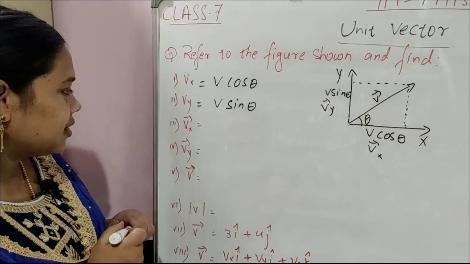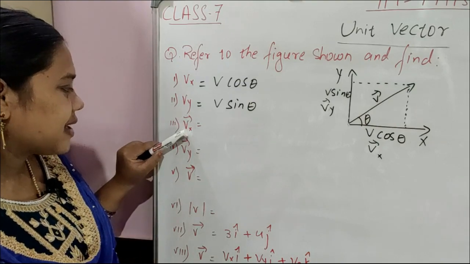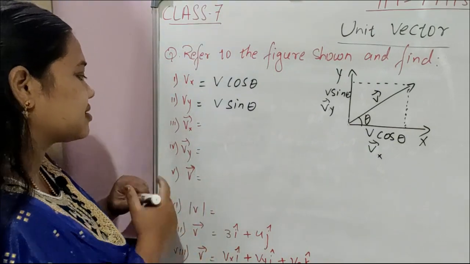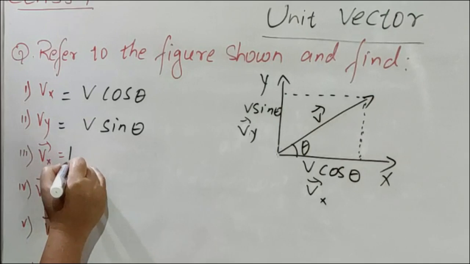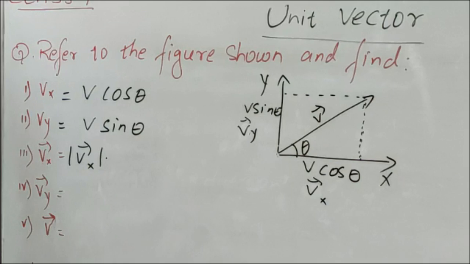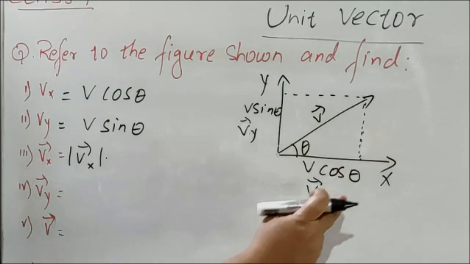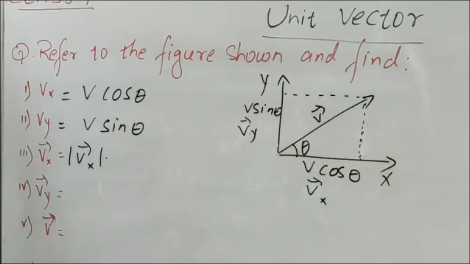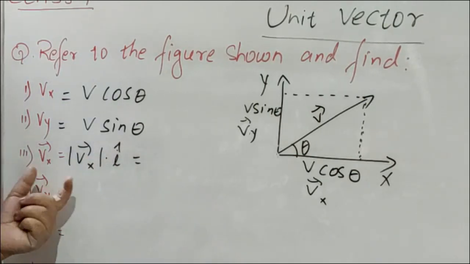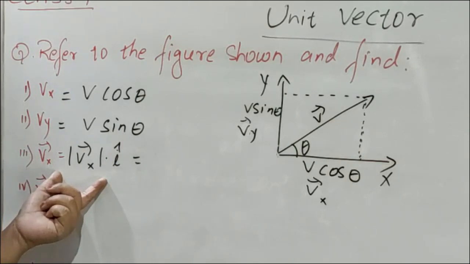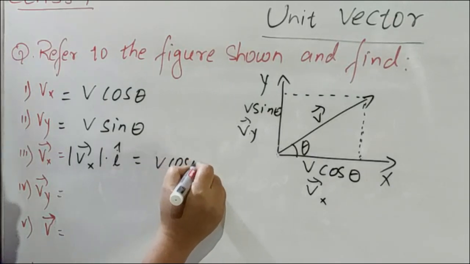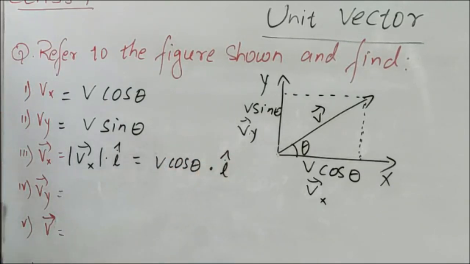Now next is vector Vx. You have to represent vector Vx. Vector Vx means magnitude of vector Vx into direction. Which direction is it? In the positive x direction. Positive x direction means i cap. Now the magnitude of vector Vx is how much? Vector Vx magnitude V cos theta. V cos theta into i cap.